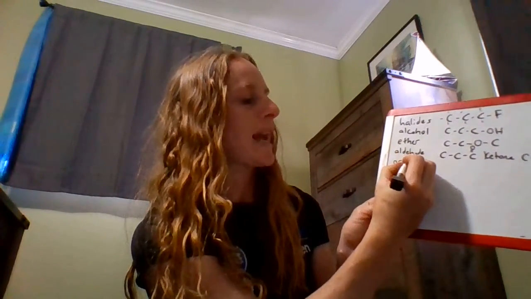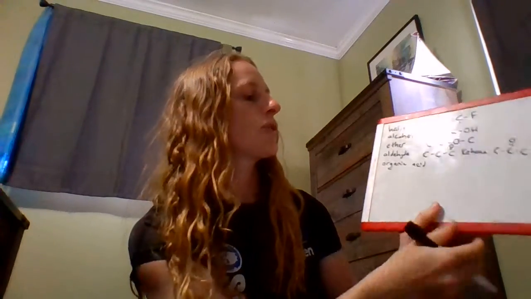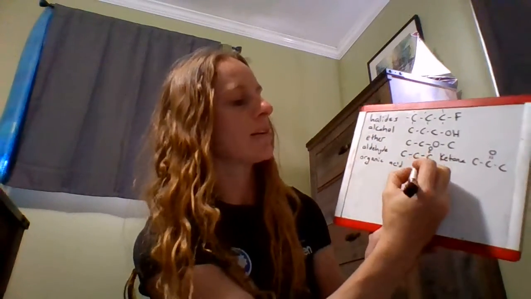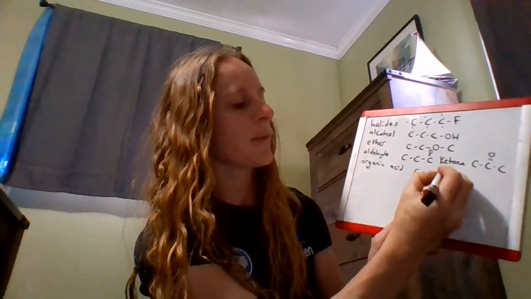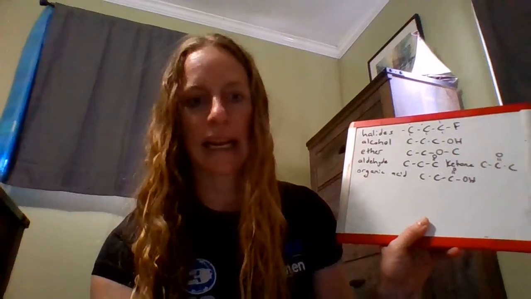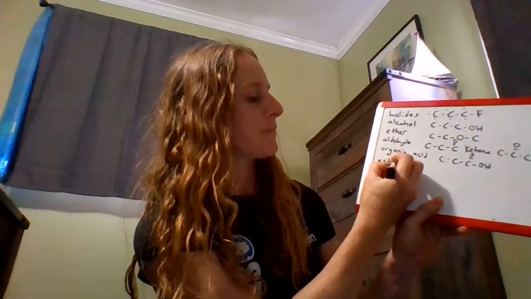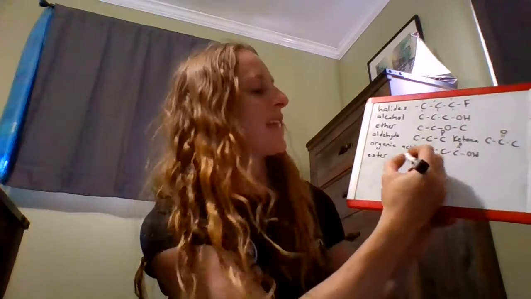Okay, organic acid, again, all these on Table R, I'm just summarizing, looks like a cross between an aldehyde and an alcohol. Off the same end carbon, there's a double bond O and an OH. That's an organic acid.